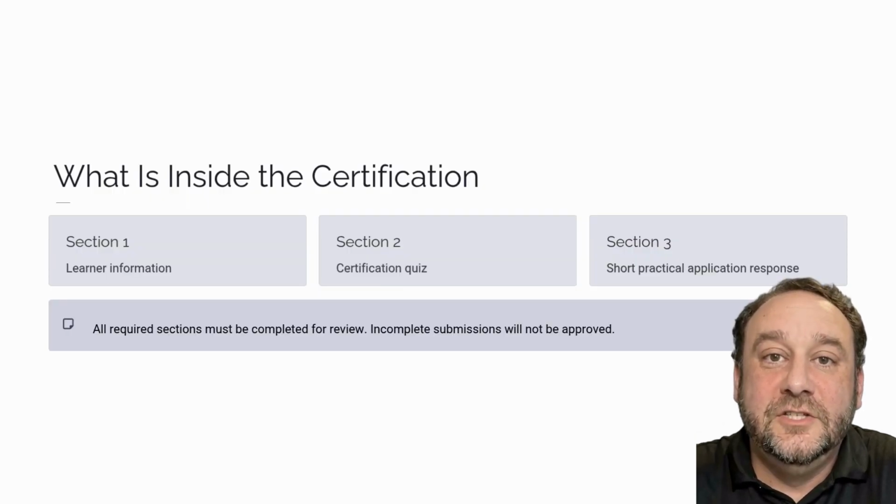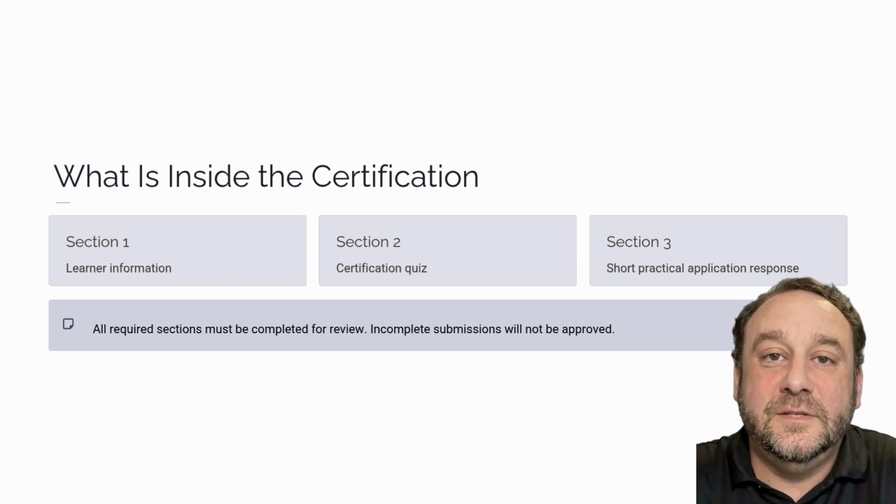The certification form is divided into three simple sections. Section 1 collects your learner information, including your name, email, company, and role. This helps identify your submission and makes it possible to issue your certificate correctly if you pass. Section 2 is the certification quiz. This checks your understanding of the material covered in the 7 training modules.